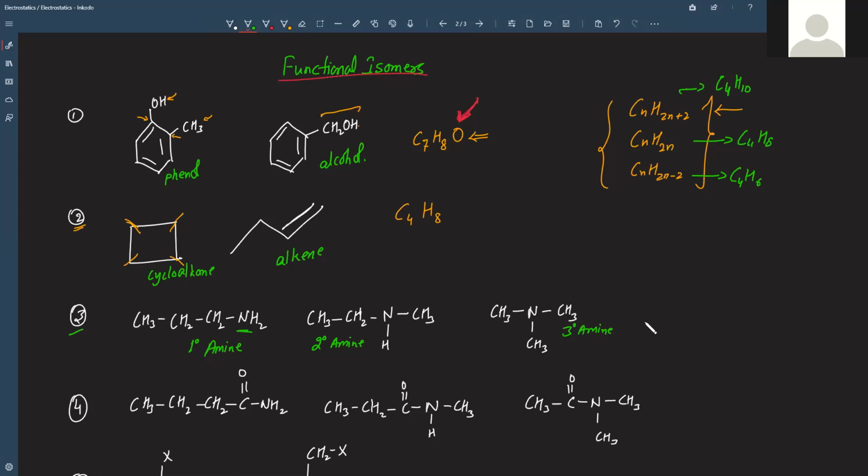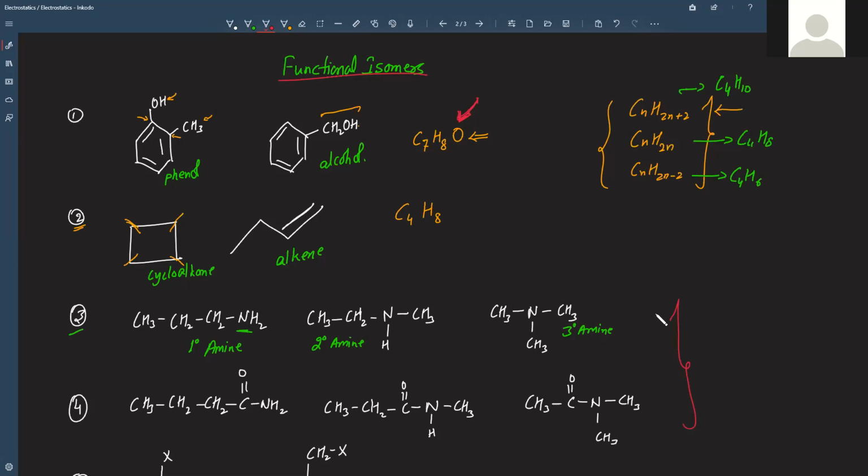But it is not like that. 1 degree, 2 degree and 3 degree amines are 3 different functional groups, right? So we'll take it as 3 different functional groups. So this is an example of functional isomerism, not positional isomerism. So keep that in mind. Actually, the example below belongs to amide.